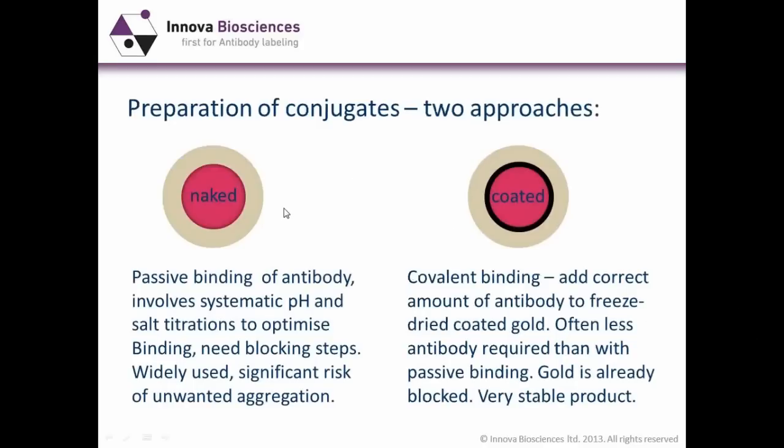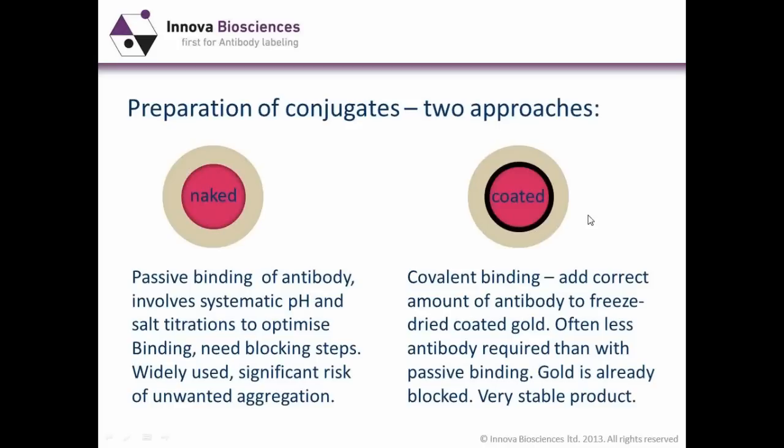We have naked gold, which is widely available for passive binding of antibody. Binding of antibodies in this way involves systematic pH and salt titrations to try and optimize the binding. You also need a blocking step at the end. As I said, it's widely used, but there's a significant risk of unwanted aggregation. If there's something not quite right about the conditions, you could get a purple aggregate very easily.